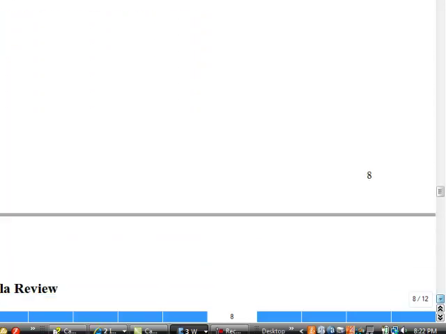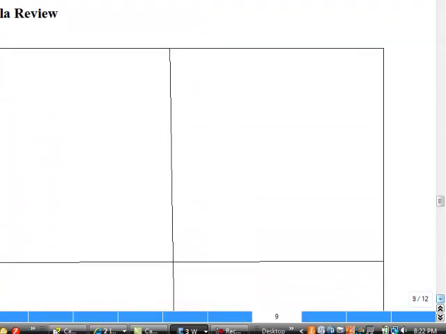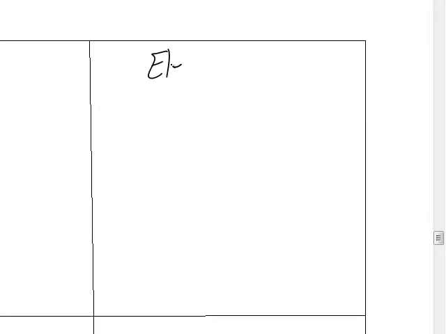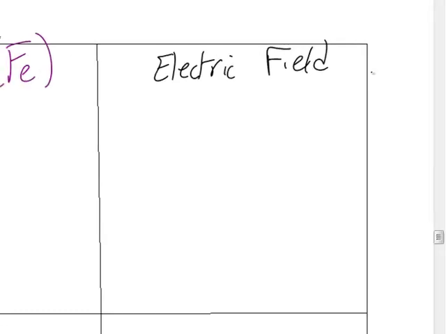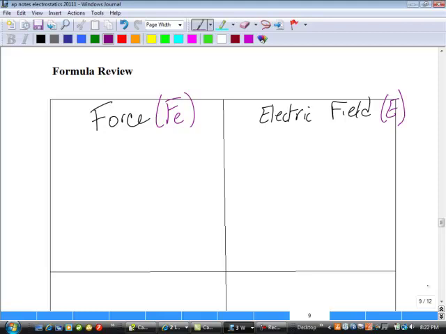This next little page, if you do one thing, I need for you to pay attention to this part right here. This is our formula review of what we've covered so far. This is the box. This is oh so important. What I want you to do is put force up here on the corner. I want you to put field. I want you to put electric field. The symbol that we use for force, of course, is Fe. The symbol that we use for the electric field is E.